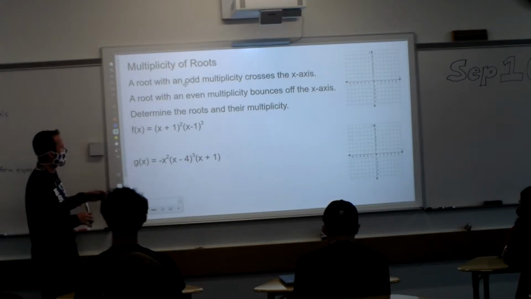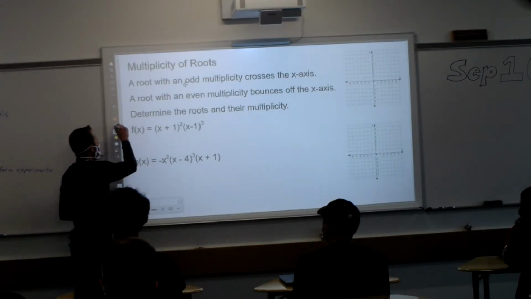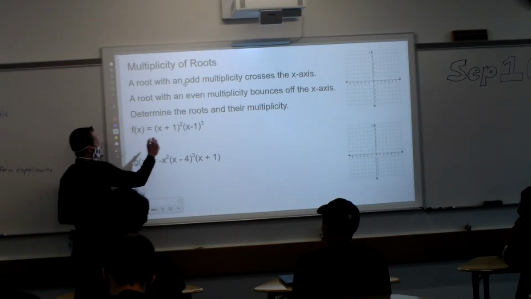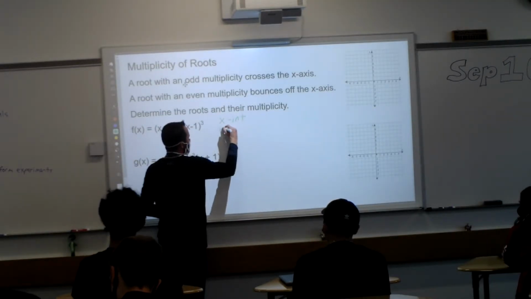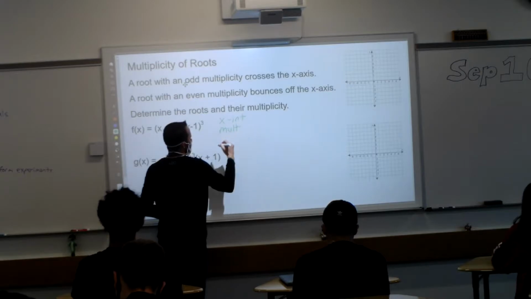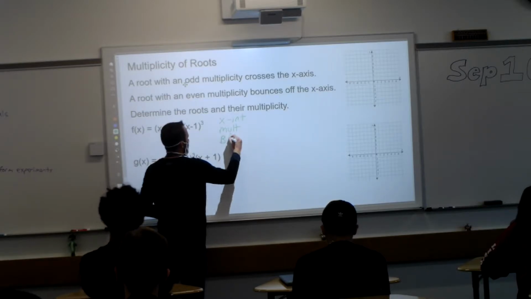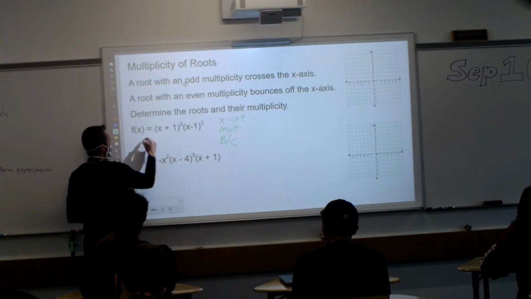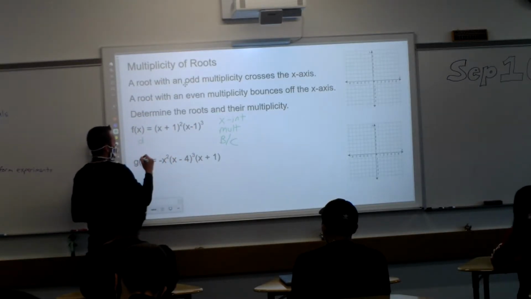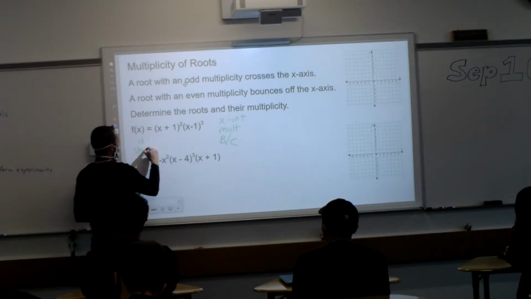What we're gonna do is determine, based on this, what is the x-intercept? What is the multiplicity of those x-intercepts? So will that bounce or cross? Then we're going to have to figure out what is the degree and what is the shape going to be so we can graph it.